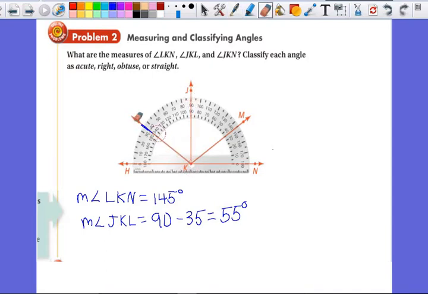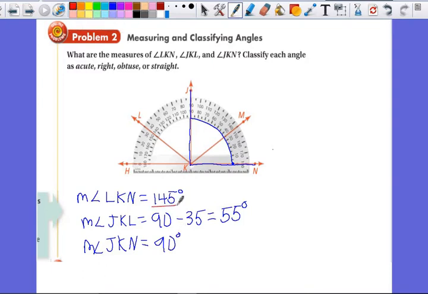All right? Next up, we need to go ahead and find our last one here. If you want, you can go ahead and pause it and see if you can figure this one out yourself. But if you want to stay with us, you can go ahead and do it this way. We're going to find the measure of angle JKN. JKN says we start at J, go down to K, go down to N. Now again, we see that we have a 0 here, so we're going to use that inside track. We follow it around to where we get there. We see that it is exactly 90 degrees. So when we're looking at all three answers, we get 145, 55, and 90 degrees.